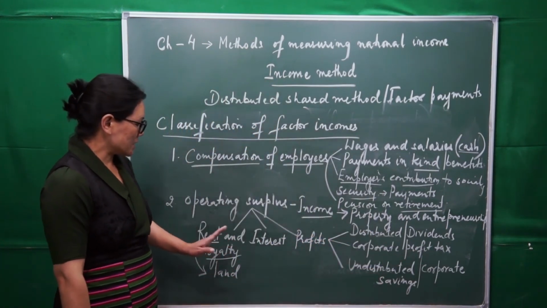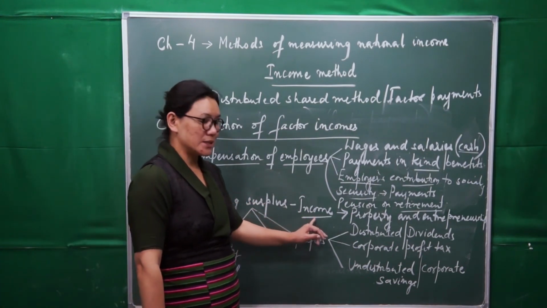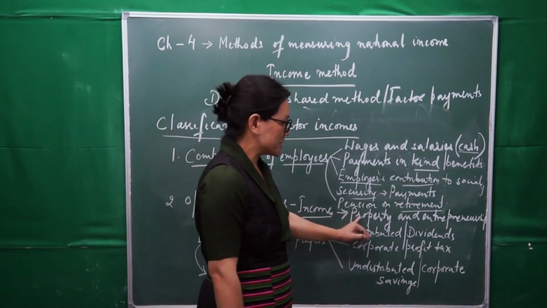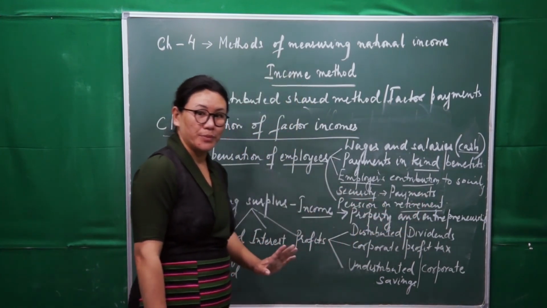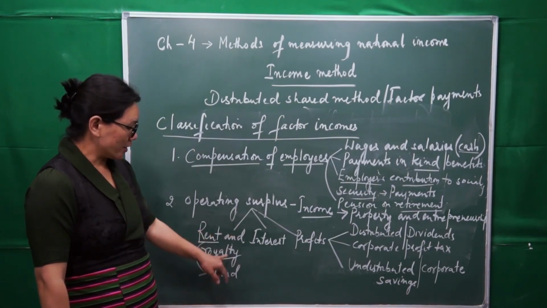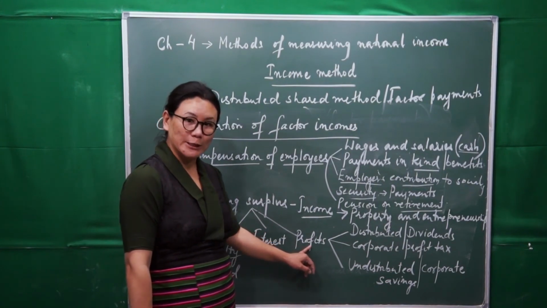Right. Now see here, what is this operating surplus? Operating surplus is the income which we get from property and entrepreneurship. Okay. So, which is in the form of rent and royalty, interest and profits. Is that clear? Okay.